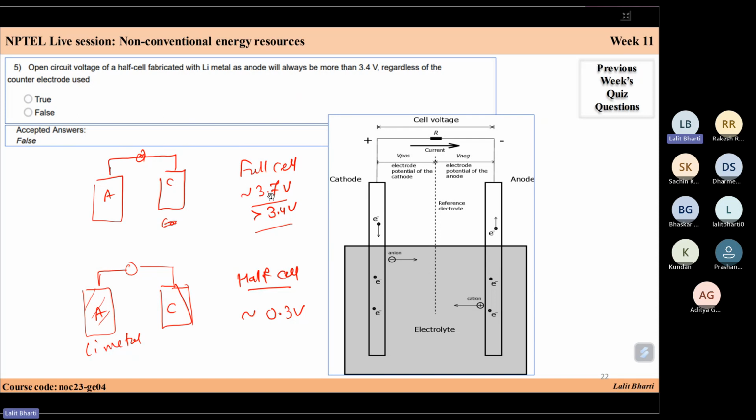If you're taking a full cell, where carbon is your anode, you will get around 3.7 volt. But in case of some other electrode, let's say standard hydrogen electrode, your potential will be different. So you can get 0.3 volt. So in this case, the statement will be false, that it is not regardless of the counter electrode. Counter electrode is important in determining what OCV you are getting.